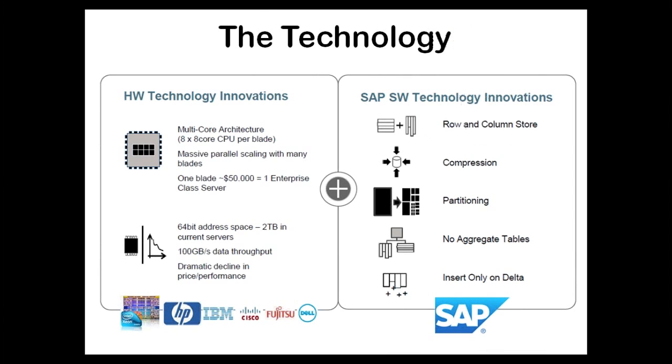Okay. So now, if you are referring to the hardware innovations, software innovations, on the left-hand side you can see we are referring to multi-core architecture. So with the 8 by 8 core CPU per blade, we are saying that in a server you can have different kinds of blades, and in a single blade, I can have 8 different processors.